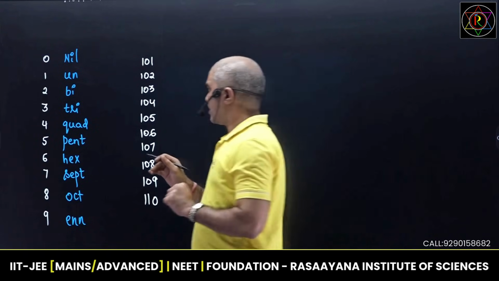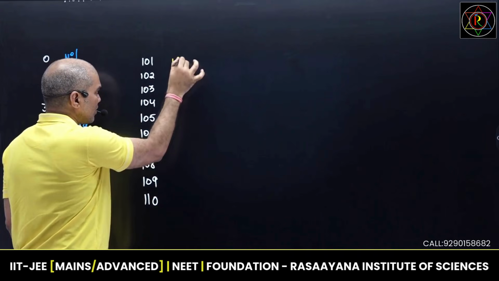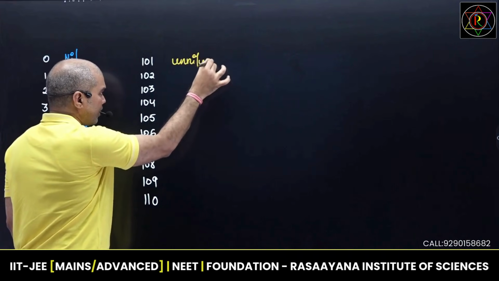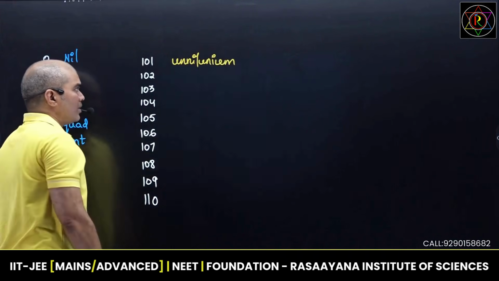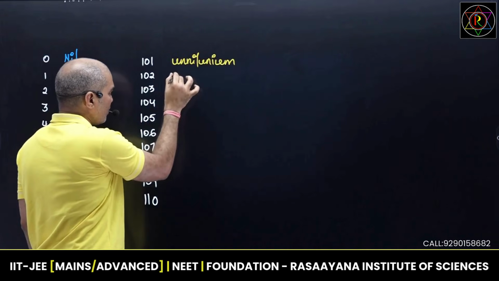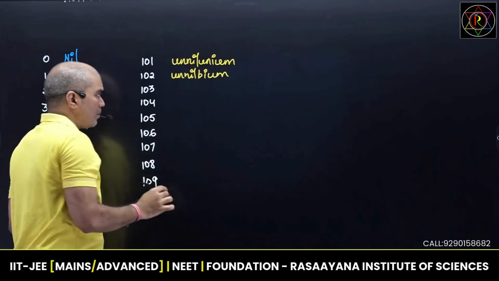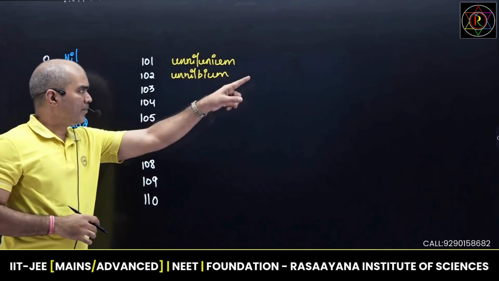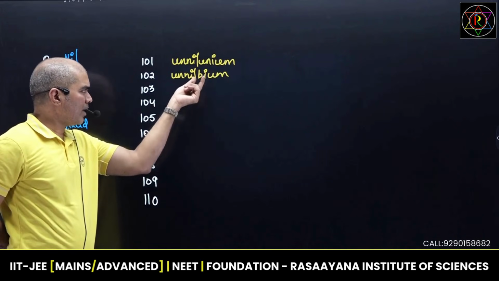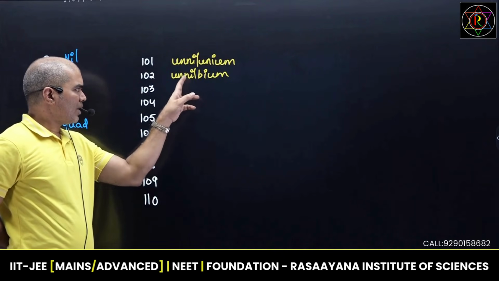Okay, let us understand how to write it. Suppose if I am taking 101 element, this is un, 0 is nil, 1 is un, element should end with IUM. So we call it as unnilunium. Second one, un, nil, bium, but you can omit one I. According to IUPAC, un, nil, bi and IUM. So 2 times I is repeating. You can remove one I. You can directly call it as un, nil, bium.